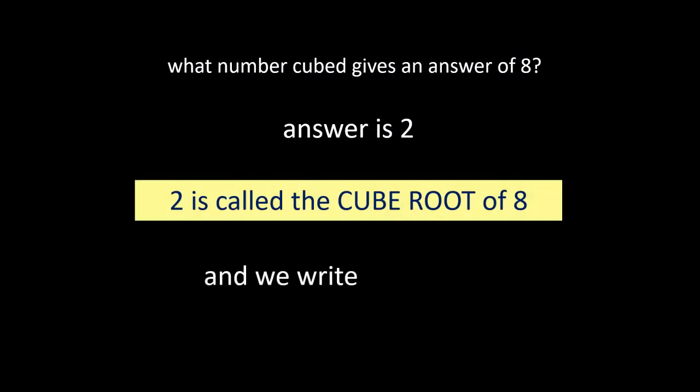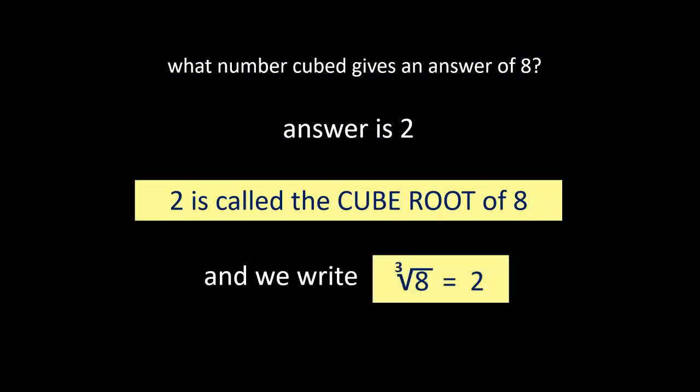And we've got a very similar symbol, but we've got the square root symbol with a little 3 there, look, and that means it's the cube root of 8. So the cube root of 8 equals 2.